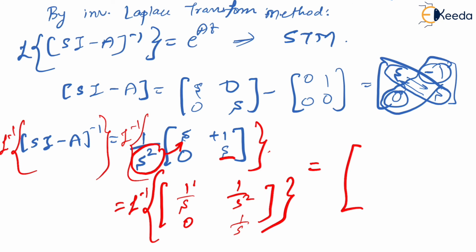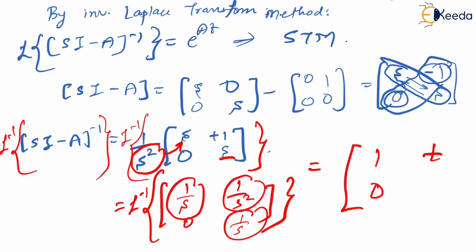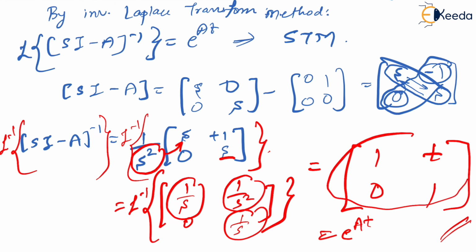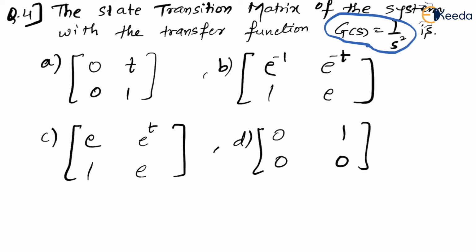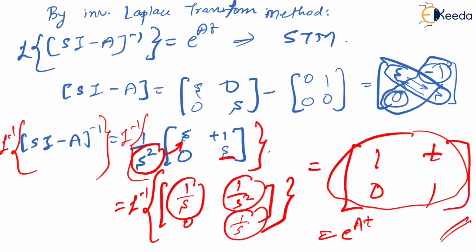So now the Laplace inverse. What is that Laplace inverse? 1 by s Laplace inverse is 1. 1 upon s squared Laplace inverse is t. 0 Laplace inverse is 0 and 1 by s Laplace inverse is 1. So this is your e raised to At. So this is the STM, which is 1 t 0 1. Sorry, in this option there is 1. I'm so sorry, this was 1. So out of them, what is the answer? 1 t 0 1 is the answer. That's it. Very simple question, right?